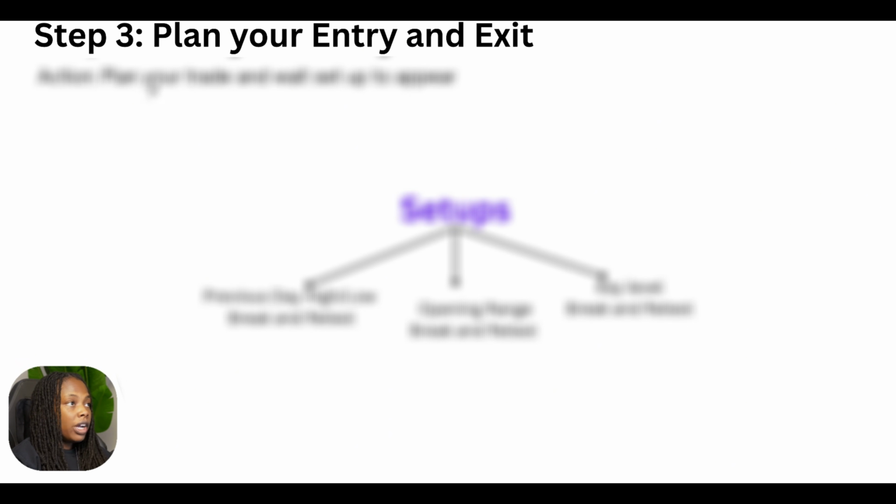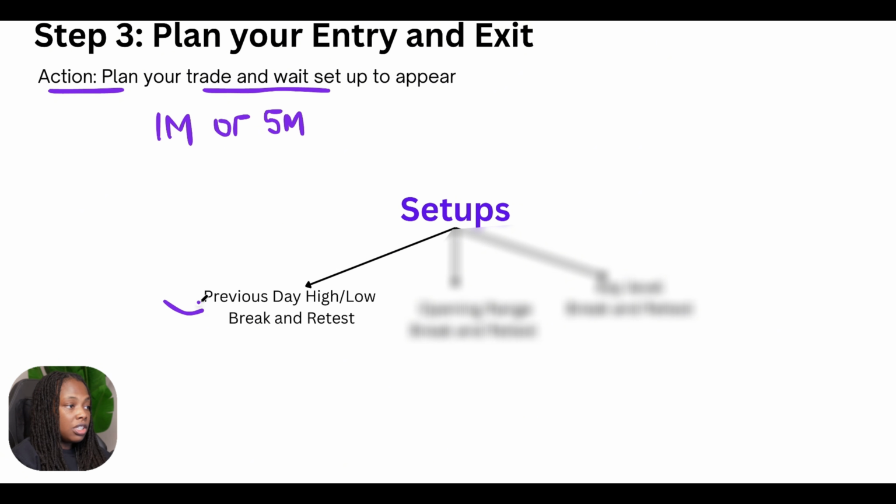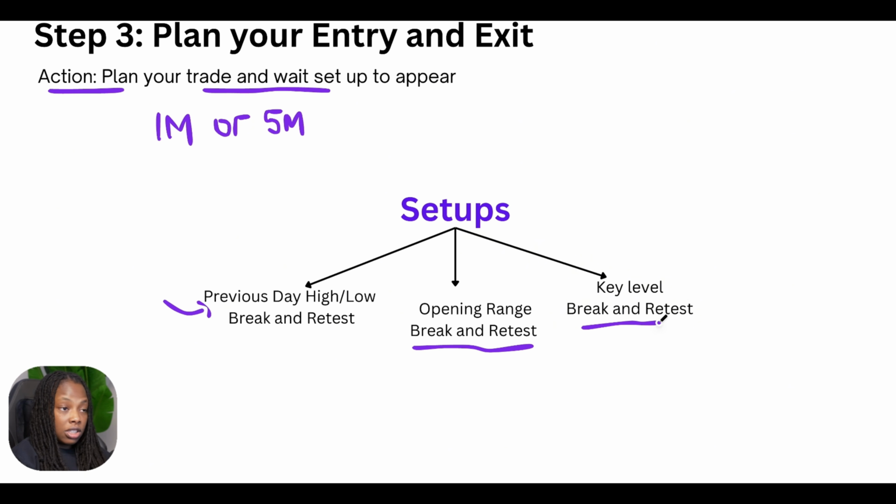Step number 3 is where most people are taught. Plan your trade and wait for the setup to appear. This is where you're looking for your entries and your exits on the lower time frames, such as the 1 minute or the 5 minutes, and you are trading maybe the previous day's high and low break and retest, which I'll be showing you in an example, going over the steps from step 1 to step 3. And then you might also trade the opening range breakout or key support and resistance.